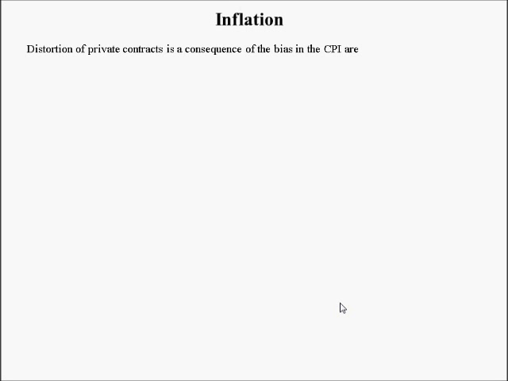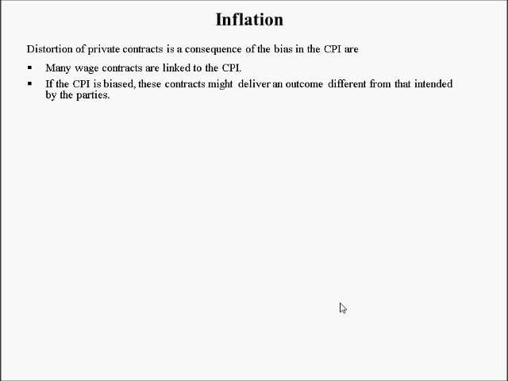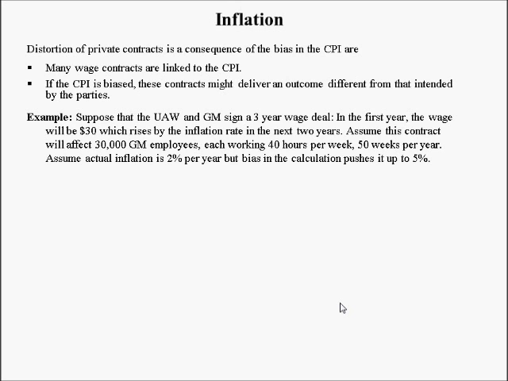Distortion of private contracts is a consequence of the bias in the CPI. Many wage contracts are linked to the CPI. If the CPI is biased, these contracts might deliver an outcome different from that intended by the parties. Example, suppose the UAW and General Motors sign a 3-year wage deal. In the first year, the wage will be $30, which rises by the inflation rate in the next 2 years. Assume this contract will affect 30,000 General Motors employees, each working 40 hours per week, 50 weeks per year.